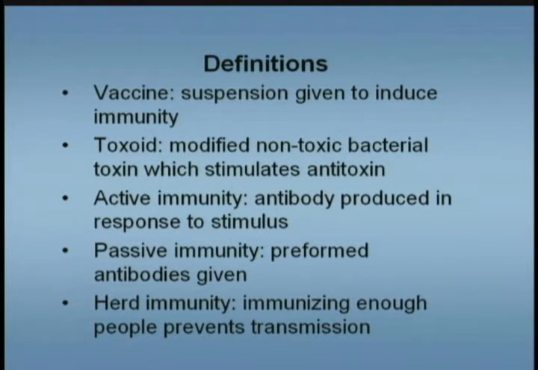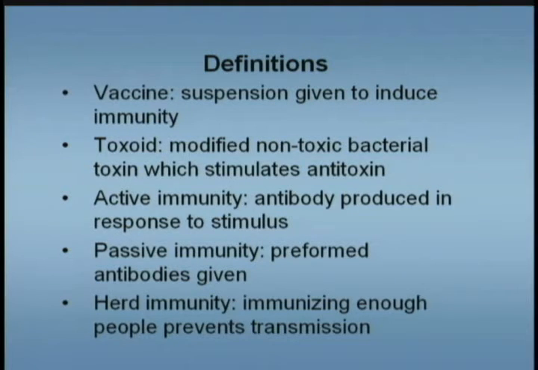to the patient. A classic example of passive immunity is giving Rh immune globulin to the mothers to help prevent the Rh sensitivity and hemolysis when the baby is born. You're given preformed antibodies. Herd immunity means that if you immunize enough people in the general population, then it is very difficult for someone who is not immunized to get the disease because they can't get it from anybody because those people don't have the disease.